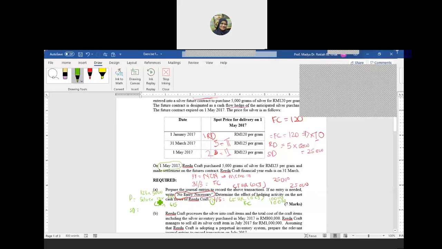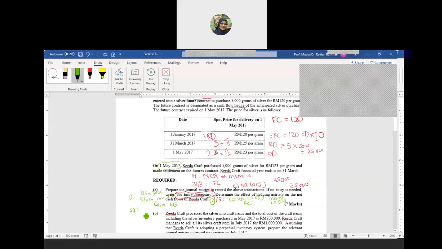What will be the next journal entry to record the settlements of the future contract? This one is the purchase of the silver, and then you also need to prepare the settlements here. You already answered the first part, the purchase. What about the settlements, the last journal entry for that date? So we have three journal entries. The first one is to record the changes in the value.